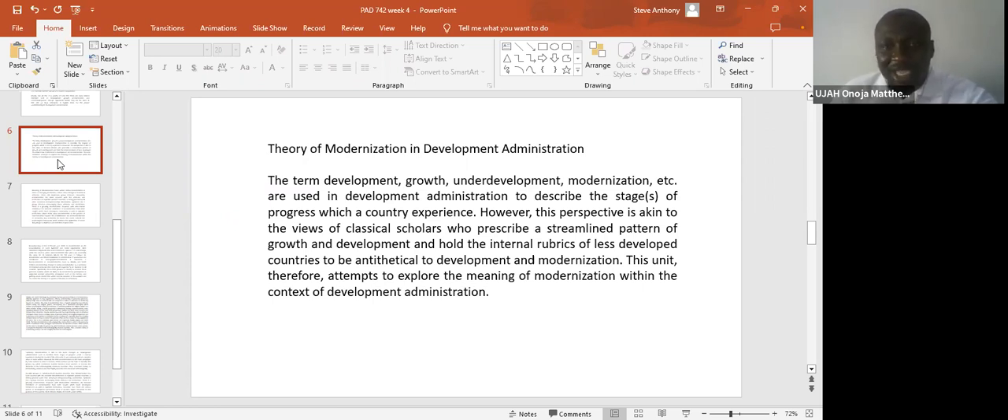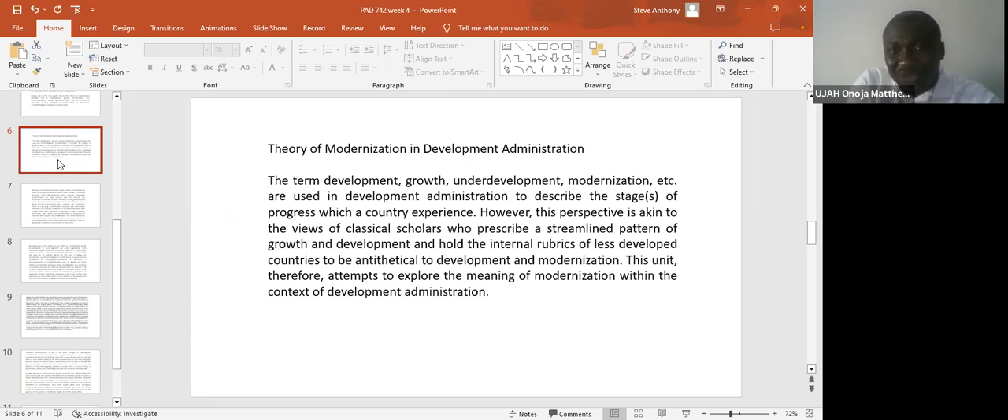However, this perspective is akin to the views of classical scholars who prescribe a streamlined pattern of growth and development and hold the internal rubrics of less developed countries to be antithetical to development and modernization. This is a reflection of the whole argument of modernization, that underdeveloped countries are the way they are because they have internal challenges or internal values that do not promote development. In other words, the values, the nature and character of their society tend to serve as an impediment to development, or they inhibit development in themselves. And for them to attain development, they must do away with these values that tend to retard the extent of development. That is the angle from the modernization school of thought.